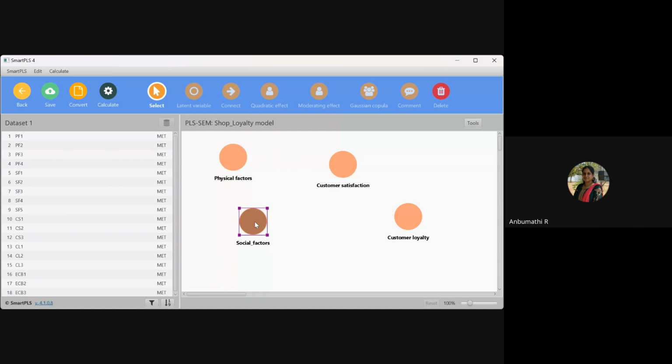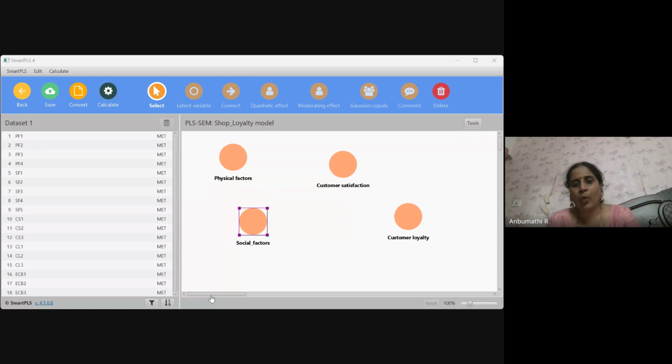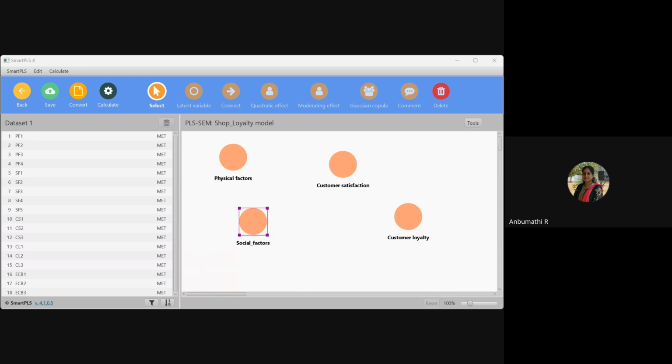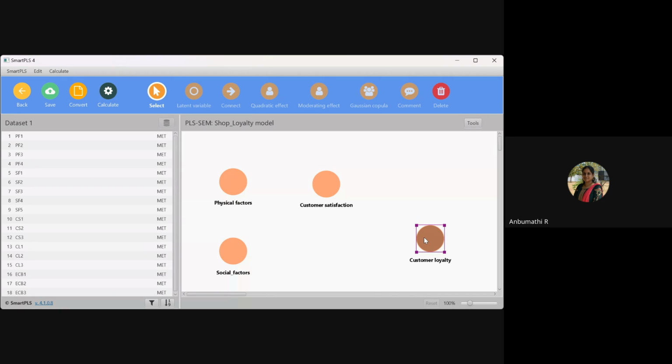Have you all created them? Shall we move? You need to create four latent variables: physical factors, social factors, customer loyalty and customer satisfaction. Right? Yes, ma'am. Done. Now, generally, the practice is to arrange them. Physical and social factors are independent variables. Generally, the independent variables come on the left-hand side. The customer satisfaction is the mediator and the customer loyalty is the outcome.